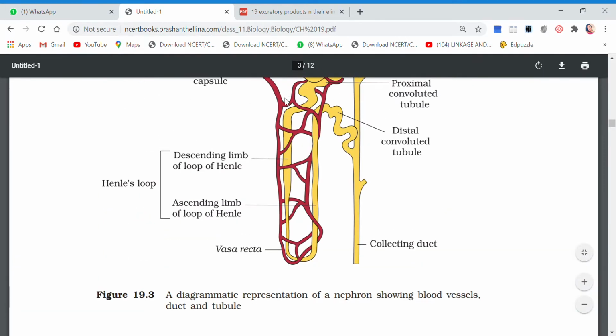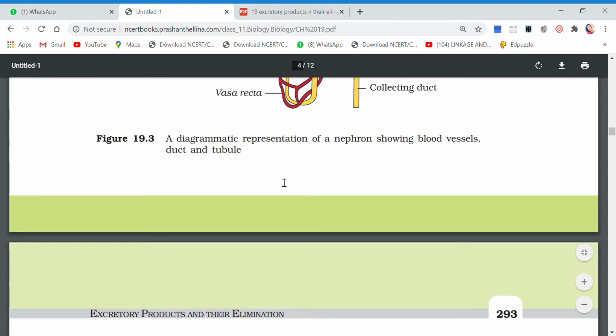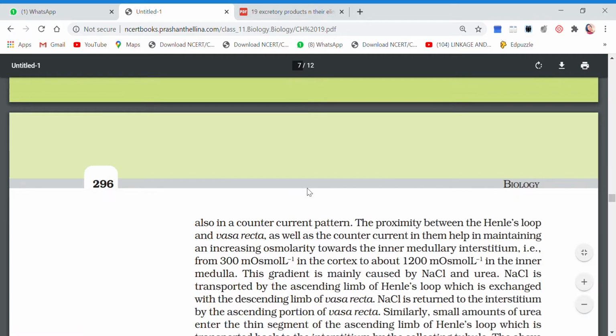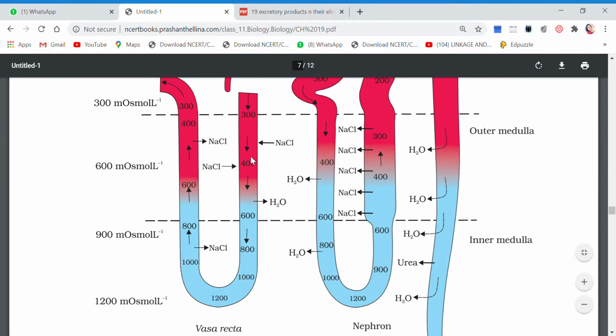Yeah, this is vasa recta. See, the yellow one is the Henle's loop and the red color is the vasa recta, which is almost parallel to the Henle's loop. You can see, the vasa recta is all around the Henle's loop. But what we have done is we have placed the vasa recta separately here, so that there is no confusion.